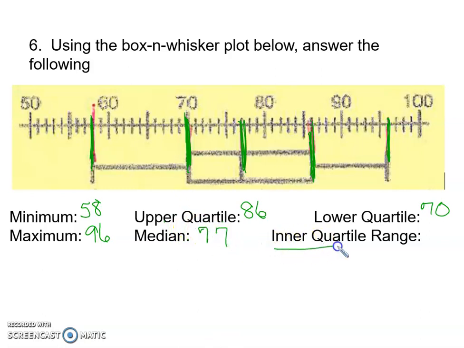Now here's a different term, interquartile range. So here's our interquartile range from here to here. Okay, that's the upper and the lower. The range of those numbers just means how many numbers are in between them. So the range of these numbers is 16. Okay? Your lower end was 70, your upper end was 86. So the range of those numbers is 16.